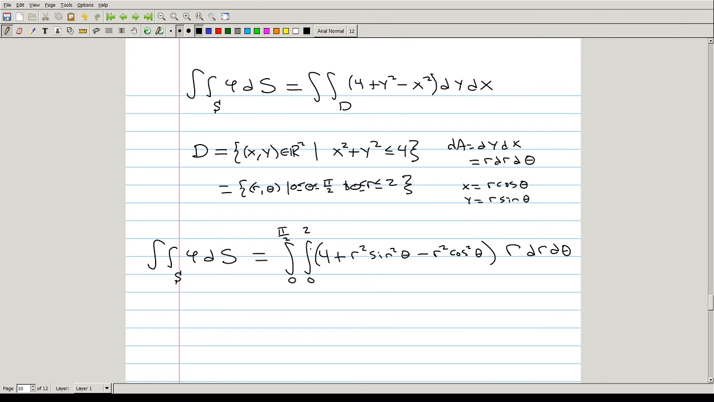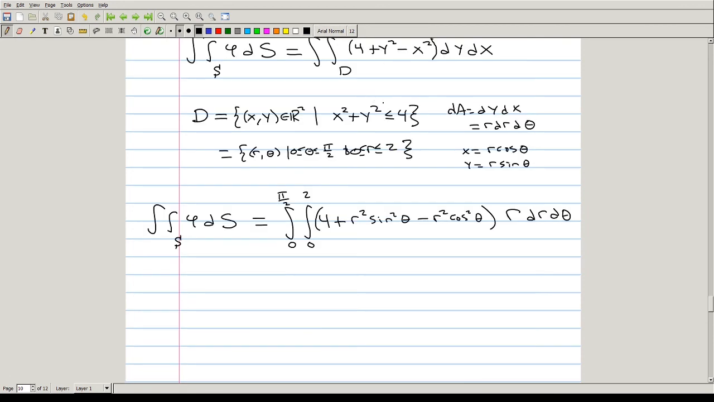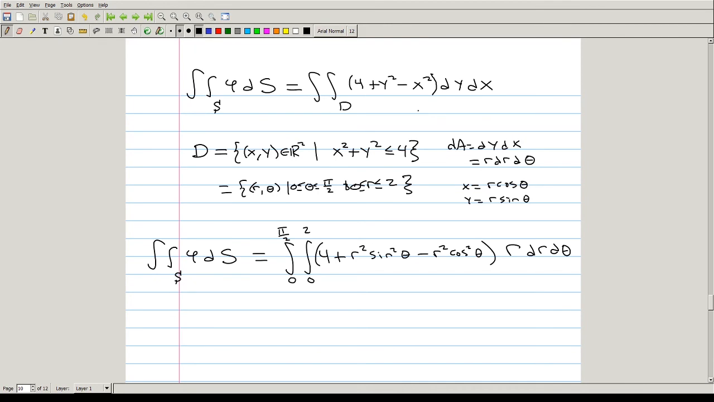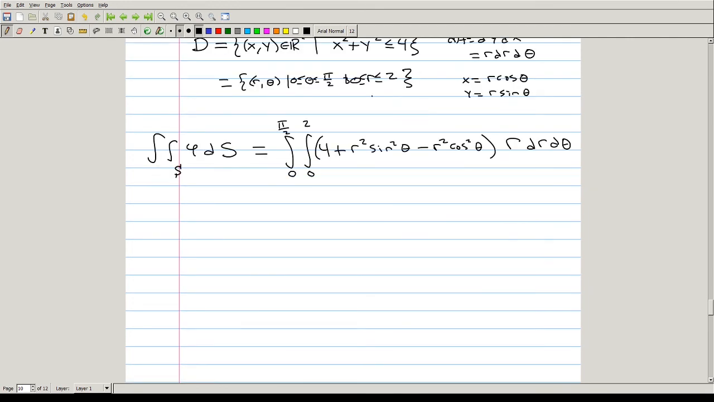Trust me, this function looks a little bit more complicated than the Cartesian one, but it is 100% worth it to do it in polar coordinates rather than Cartesian coordinates. I went through and did it myself in both coordinate systems, and it's definitely a little bit longer because of the non-rectangular domain in Cartesian coordinates.